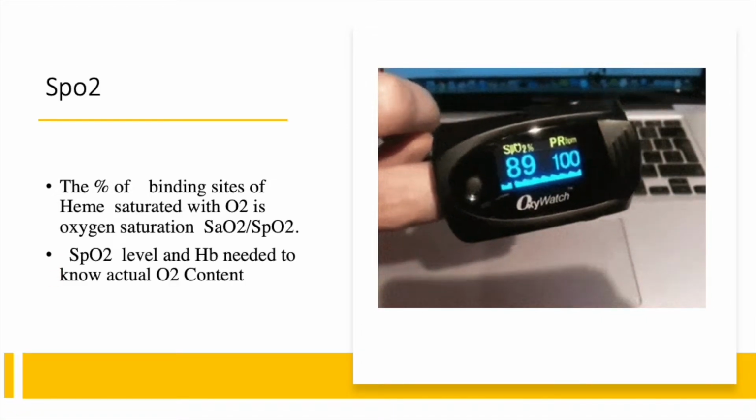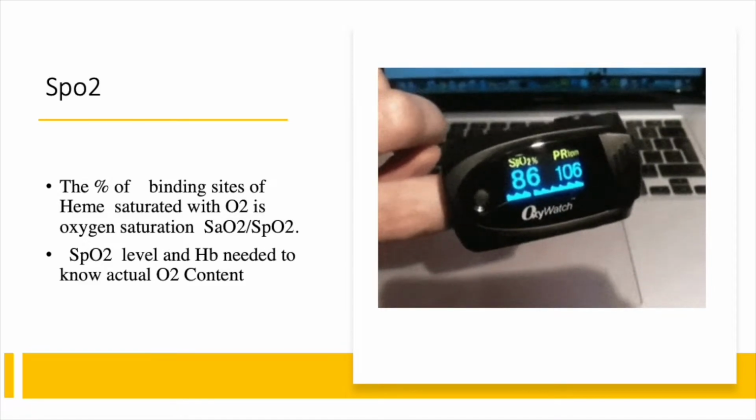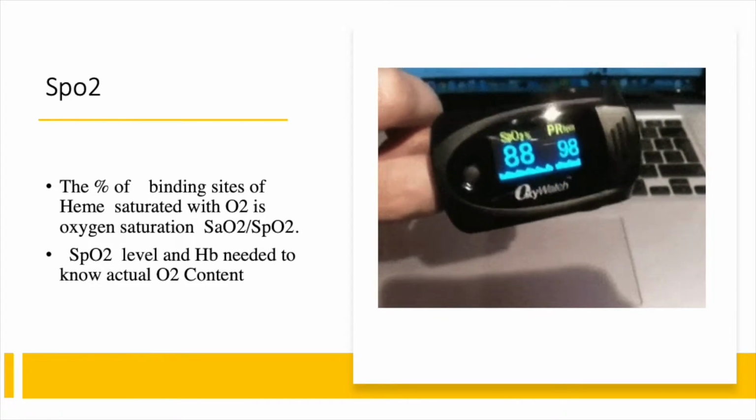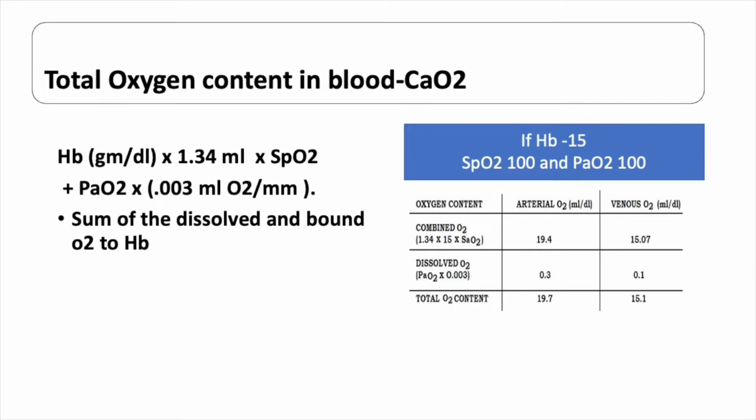It is important to remember that the SpO2 will not reveal how much oxygen is in the blood. As mentioned earlier, we should know what is the hemoglobin content also. So oxygen content in the blood, sometimes called CaO2, can be calculated by a simple formula. Hemoglobin in grams per deciliter into 1.34 ml, because each gram of hemoglobin can carry 1.34 ml of oxygen, multiplied by saturation of oxygen, to which you have to add the amount of oxygen that is dissolved in the blood. That is calculated by PaO2 into 0.003. So this is how you calculate the total amount of oxygen that is carried through the blood.